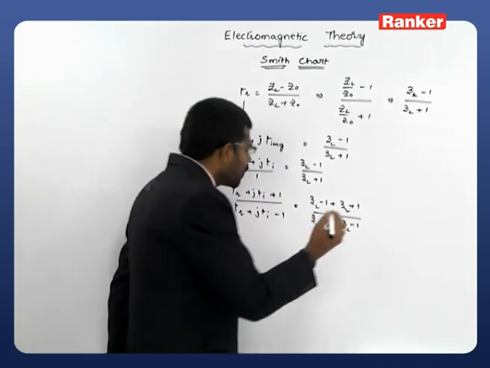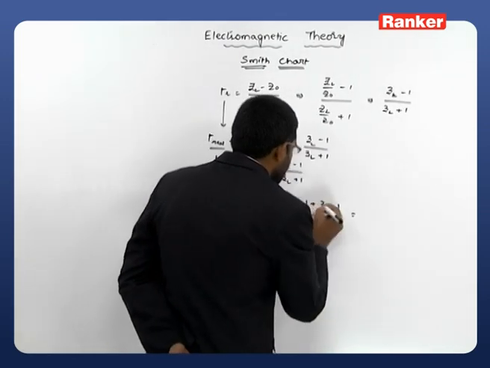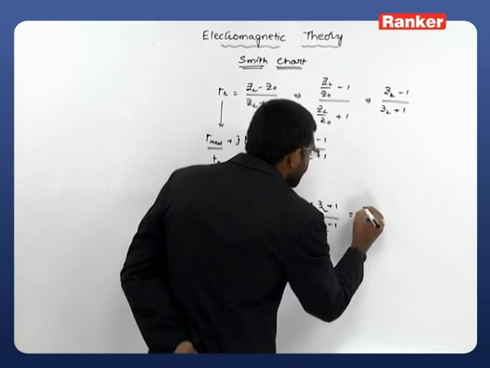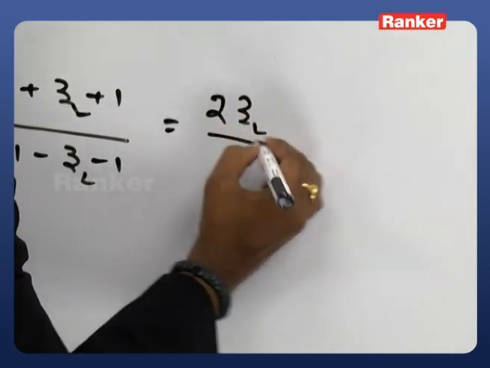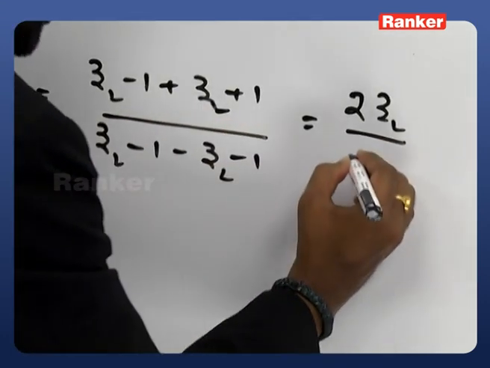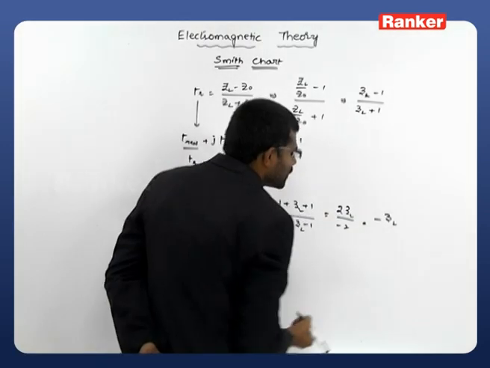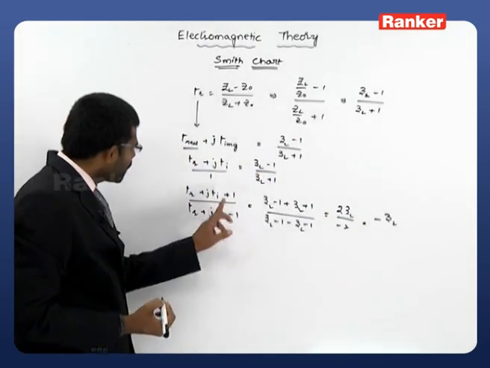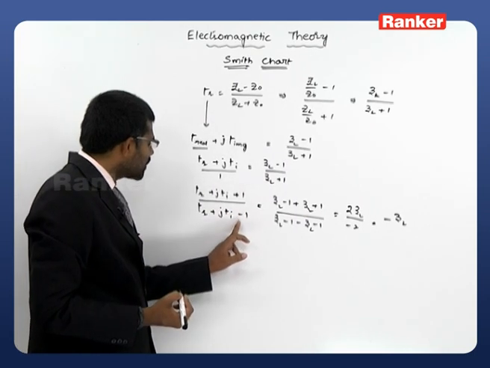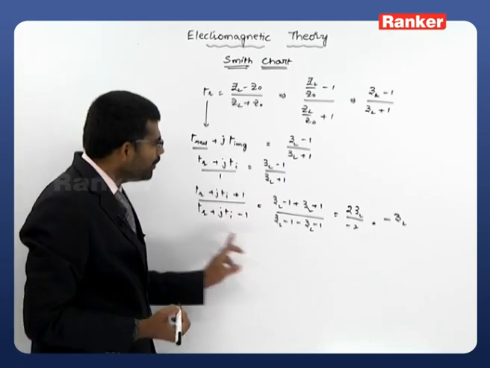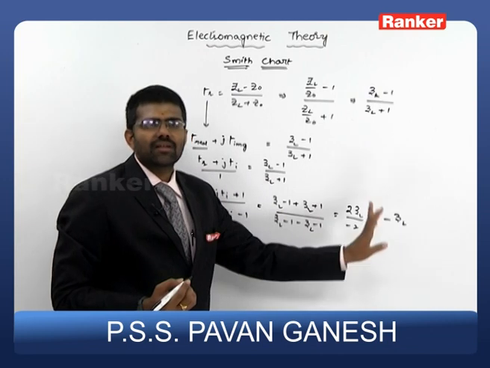Now which is equal to, on the right hand side what we have, ZL will be here, so 1 will be cancelled, it is 2ZL divided by, here ZL will be cancelled, minus 2, which is equal to minus ZL. So here by applying the componendo and dividendo rule, this is the term on the left hand side and this is the term on the right hand side.